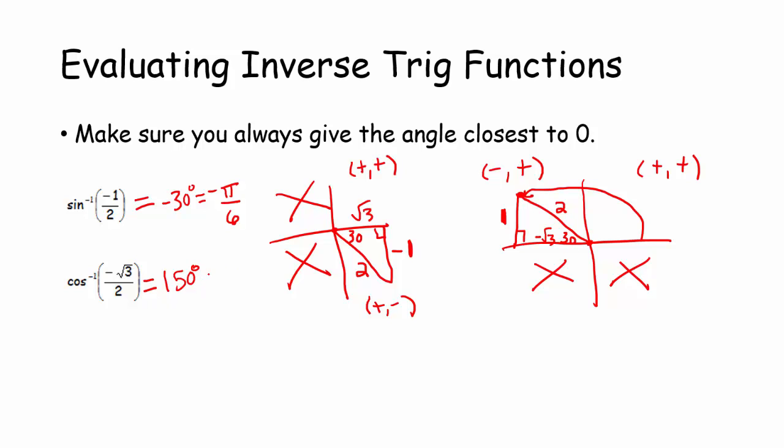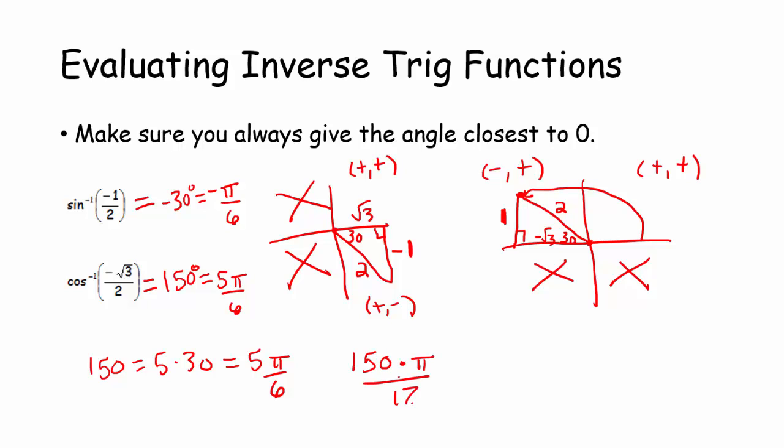And if we wanted that in radians, let's figure that out down here. 150 degrees is 5 times 30, and 30 degrees is pi over 6, so this must be 5 pi over 6. Using some proportional reasoning there to convert from degrees to radians. If you don't like that way, you could always use the conversion factor. You could just multiply by pi over 180, and then reduce the 150 over 180 to get 5 over 6.